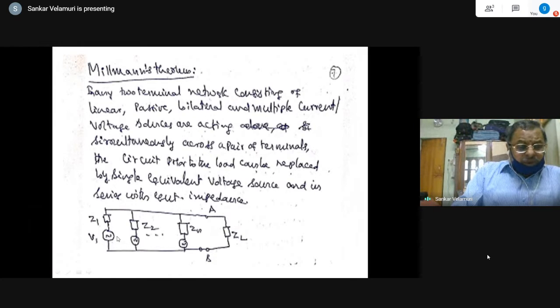So V1 with Z1 is one source converted to a current source as V1 by Z1. That is V1 into Y1, the current, connected across the shunt element, with V1 by Z1 as the current source. How is this being obtained? We apply the principle of superposition. That is the derivation aspect of it. Treating this voltage source as acting alone, shorting all the others, short circuit the terminals, remove the load, and find the short circuit current. V1 by Z1 is the current flowing through this particular branch due to V1 acting alone. So that is I1.